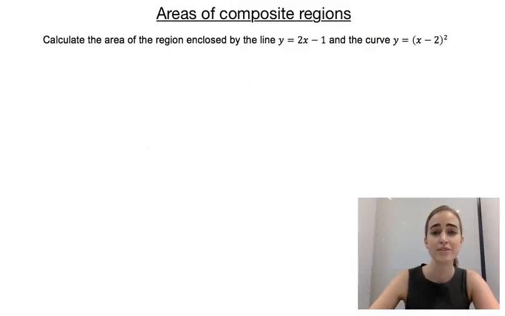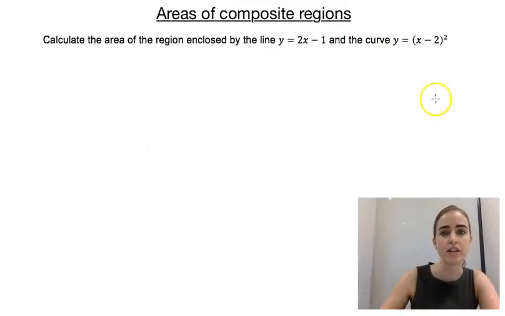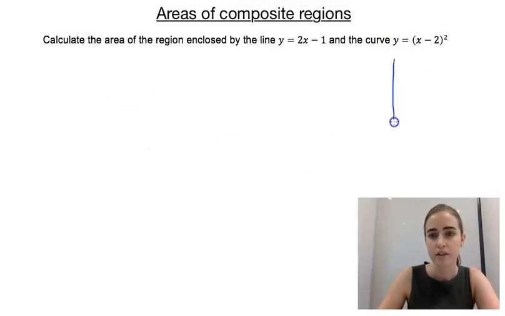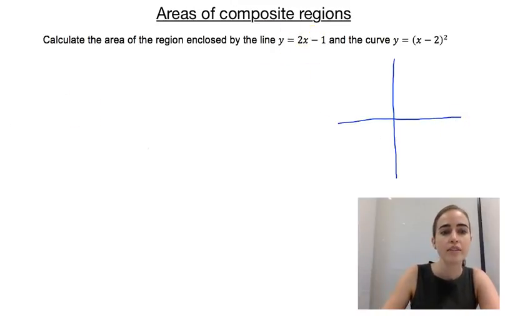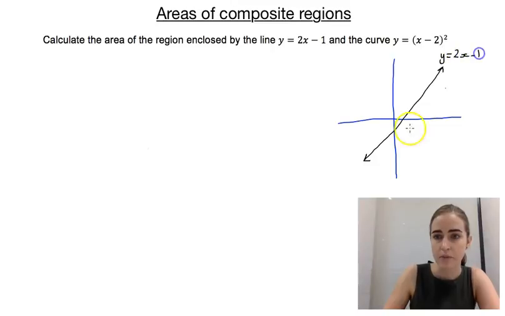So our example for this one asks us to calculate the area of the region enclosed by the line y equals 2x minus 1 and the curve y equals x minus 2 all squared. So the first thing we want to do is draw a diagram to get an idea of what that looks like. So if we draw in our axes, the line 2x minus 1, so it's going to have a y-intercept of minus 1, so down here, and a gradient of 2. So it's going to be coming up this direction. So that's y equals 2x minus 1.